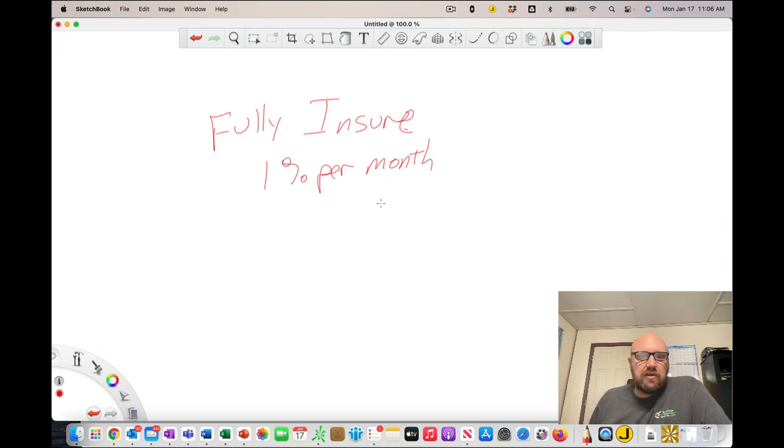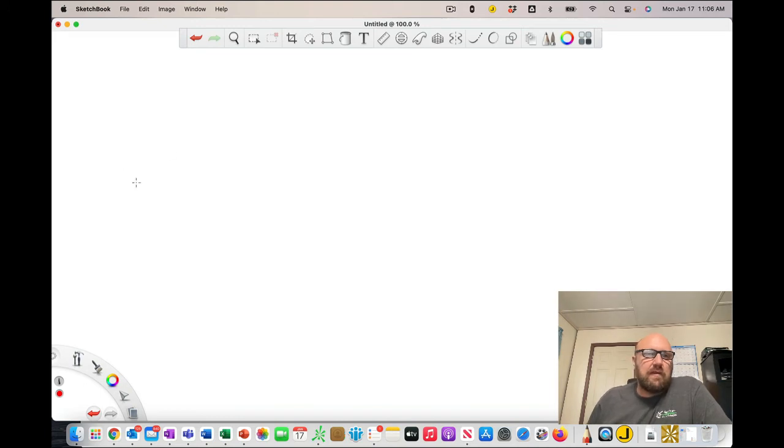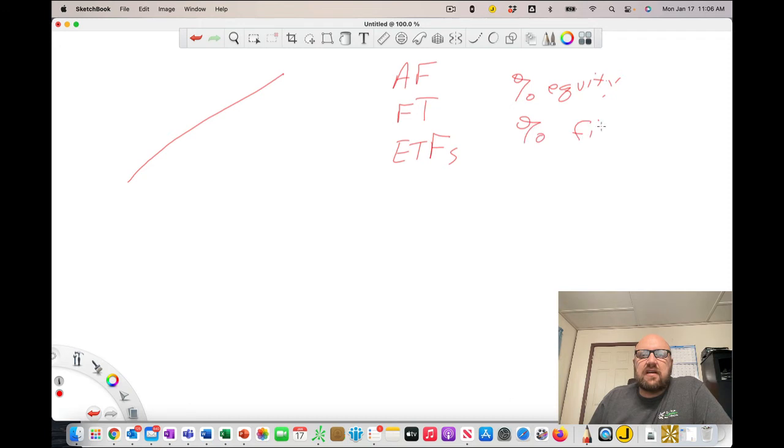Okay, so here's a breakdown of what this program is going to be. We're going to create model portfolios to represent a long investment retirement type portfolio. If you have American Funds, if you have Franklin Templeton funds, if you have ETFs, any kind of long portfolio, more than likely you're going to have a percentage of it in equities, okay, and you're going to have a percentage of it in fixed income instruments.